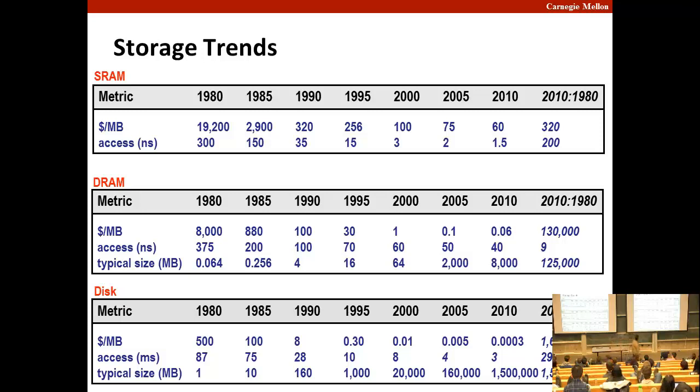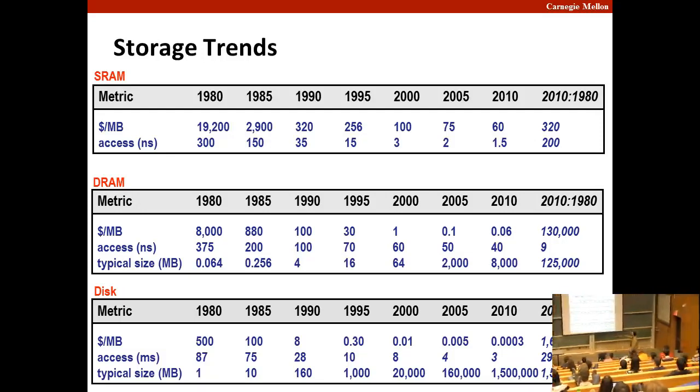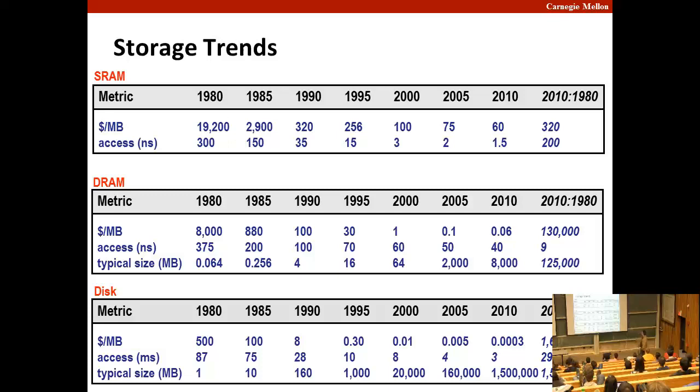Storage trends, what do we know? Memory access times, getting better, right? Costs getting lower. DRAM, same thing, right? Disk, not getting as much faster recently, right? But getting cheaper.